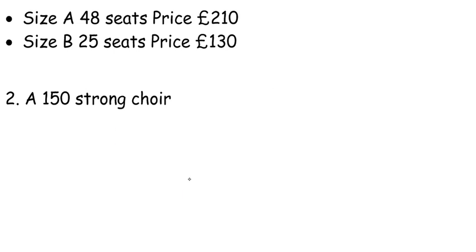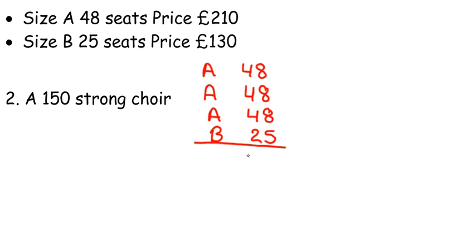Okay, so the next one, a choir that's got 150 people in it. Again, same kind of idea. I'm going to have a big A bus of 48 people, another big A bus of 48 people, and one last big bus of 48 people. 3 48s, I could use my calculator to give me 144. So I'll need 6 more people. So I'm going to use a little size B for 25. And if I add up those numbers, I've got 144, add 25 is going to give me 169 people. So I know I've got enough seats.